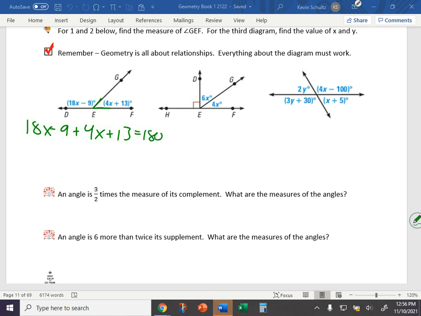Those two angles are a linear pair. Those two angles are supplementary. Their sum has to be 180, and now we do go back to the algebra to actually solve this. Okay? Let's go to the third one.